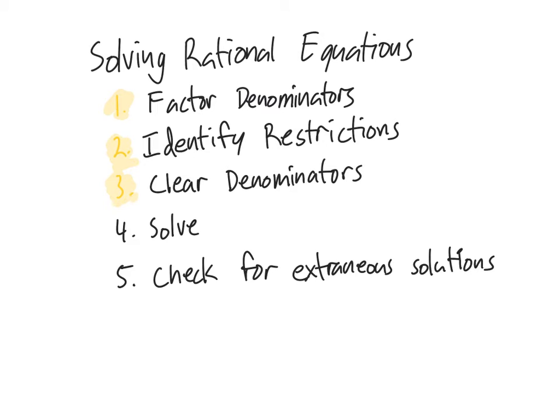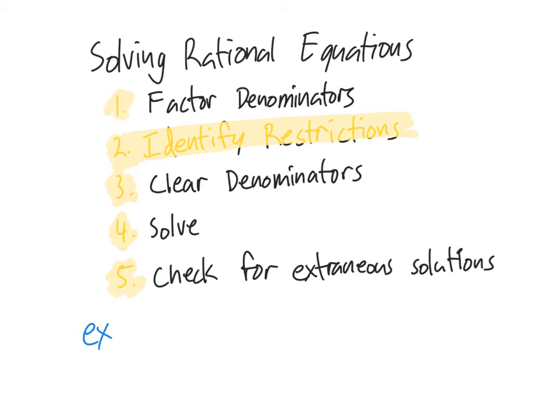We are going to clear the denominators. Then we're going to have a resulting equation that we're going to solve. And then finally, we're going to look at our answers and make sure that our answers aren't answers that were in the restricted set.